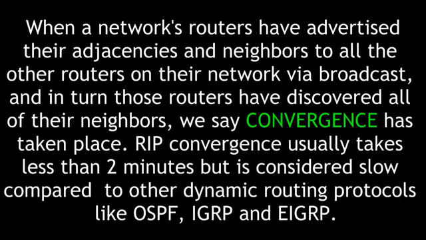When a network's routers have advertised their adjacencies and neighbors to all the other routers on their network via broadcast, and in turn those routers have discovered all of their neighbors, we say convergence has taken place. RIP convergence usually takes less than 2 minutes, but is considered slow compared to other dynamic routing protocols like Open Shortest Path First, IGRP, and eIGRP.